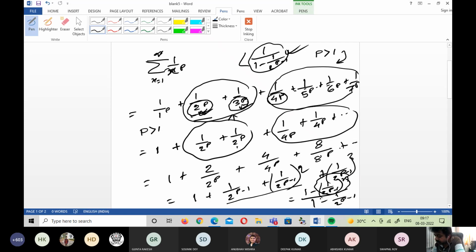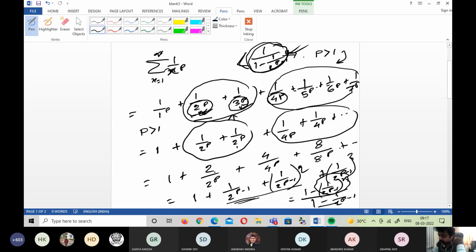Last line again, sir. Okay. So here, 1 minus r to the power n by 1 minus r. So this will give a value which is less than this quantity. This quantity is a finite value. So the series is convergent. You can write. Sir, last second line, sir. How is it coming, sir?